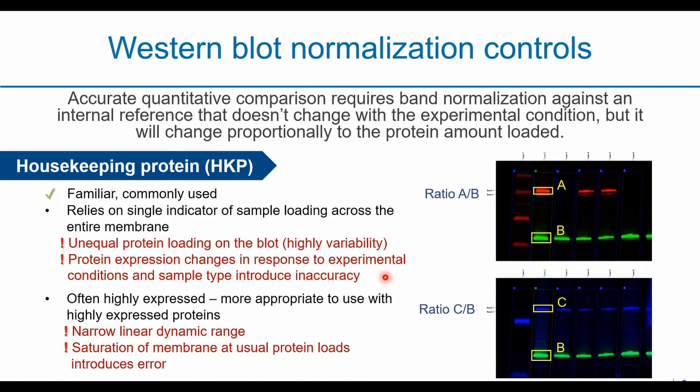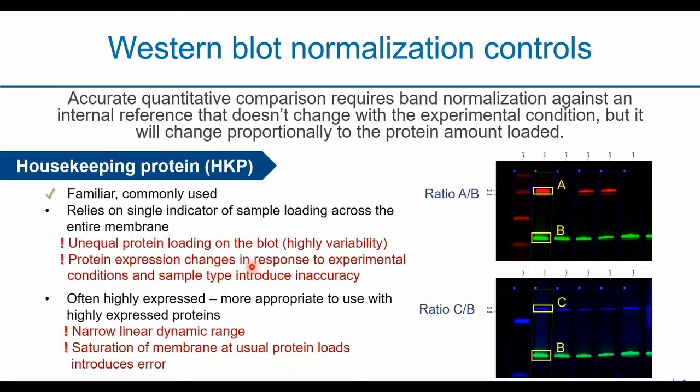And as we expect them to be all highly expressed, we assume that they are a similar amount. This also contributes to what we might see, a narrow linear dynamic range. This means you usually will saturate the membrane or saturate the CCD imaging system with your usual protein loads. So you have to consider optimizing how much you need to load into the gel, so it wouldn't saturate the protein or the blot and render the image unusable. So there are a lot of factors here that you need to consider.